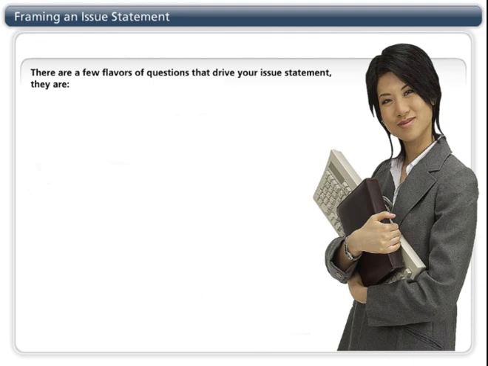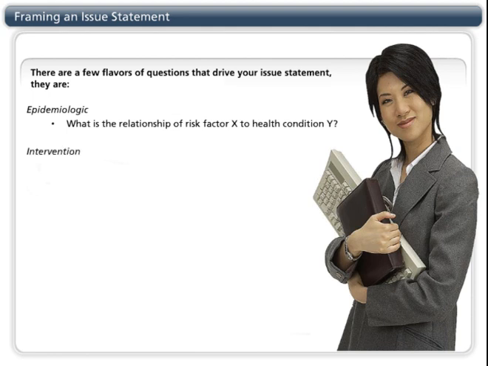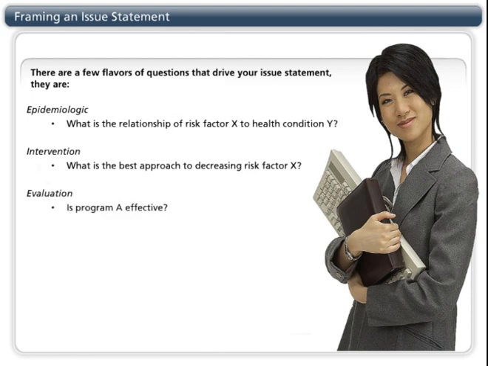There are a few flavors of questions that drive your issue statement. They are epidemiologic, which asks, what is the relationship of risk factor X to health condition Y? Intervention, which asks, what is the best approach to decreasing risk factor X? Evaluation, which asks, is program A effective? And policy, which asks, what will be the impact of changing policy Z? Your approach to answering each of these is as distinctive as the question itself, as is the data you would use. Your issue statement should identify the question type that you are pursuing.